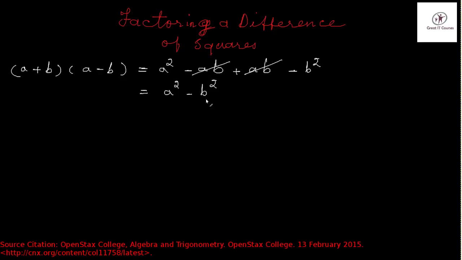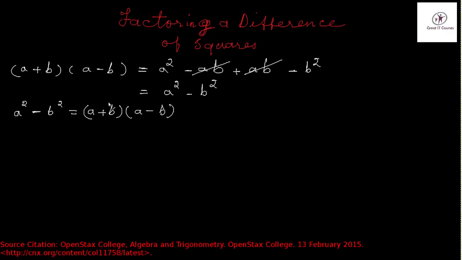These are two squares, and this square has been subtracted from this square. And so that basically means that wherever you see this pattern a squared minus b squared, you can write this as (a + b) into (a - b). That's the whole point of factoring the difference of squares.